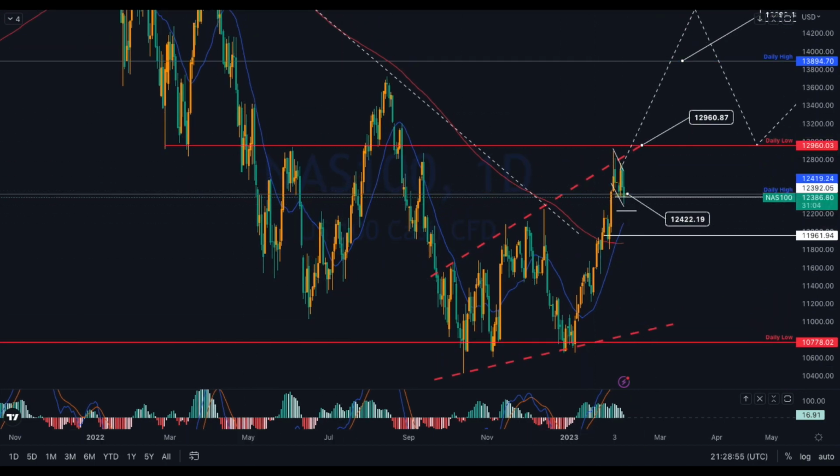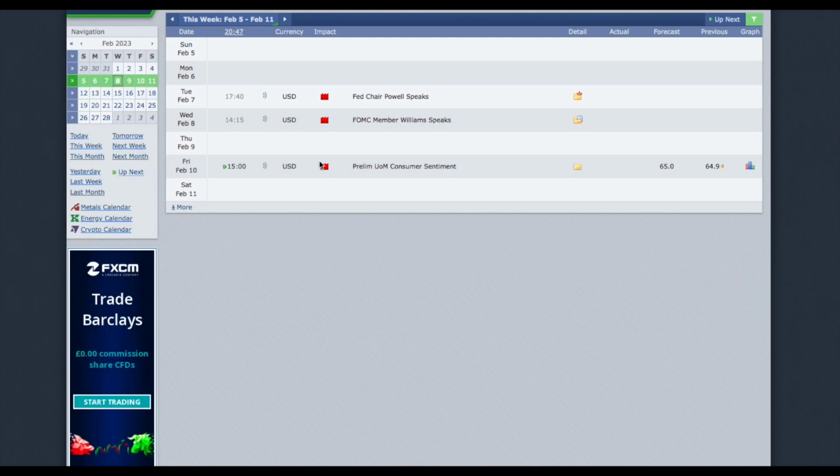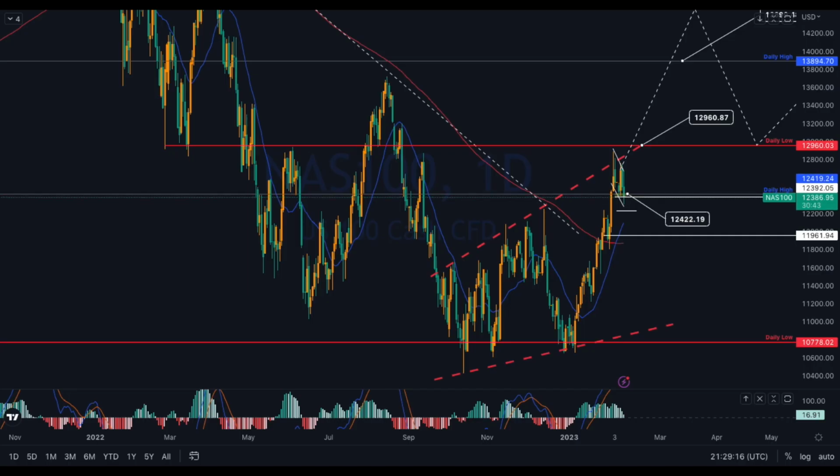Okay, so the next thing I wanted to do is talk about the news that is coming out tomorrow at 3 p.m. UK time. This is the prelim UoM consumer sentiment. Now, if the number comes up the same as 65.0 or greater than 65.0, what could happen is price may begin to push down. Why? Because if it comes up as actual or greater, then it's good for the US currency, which is bad for the Nas100.